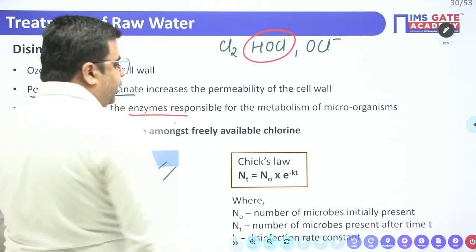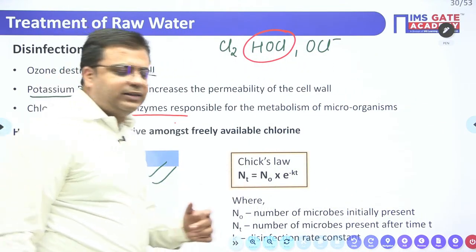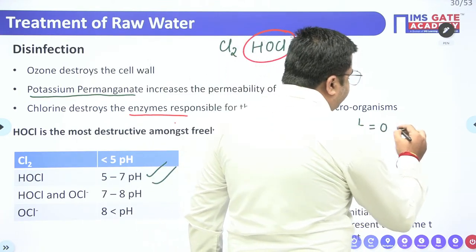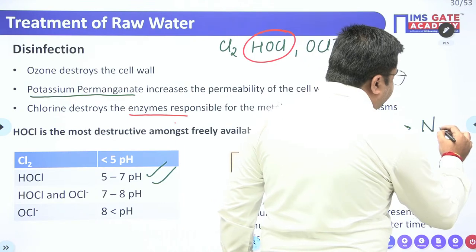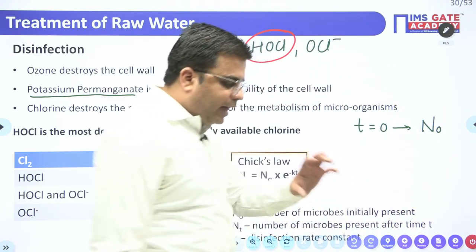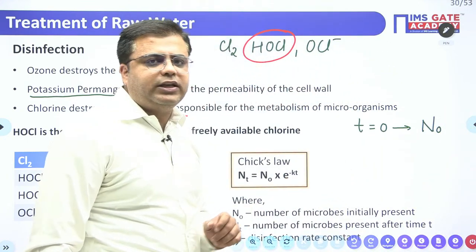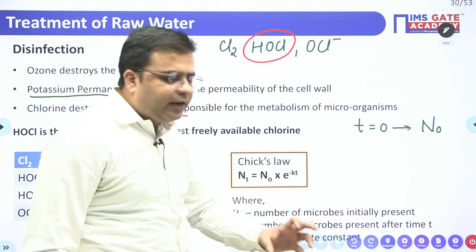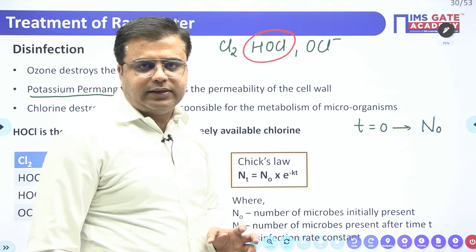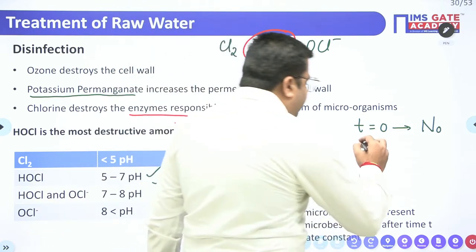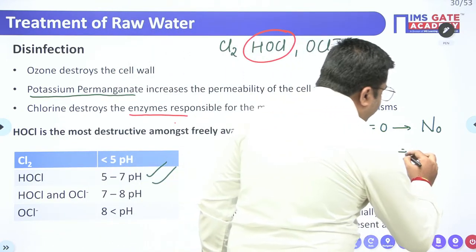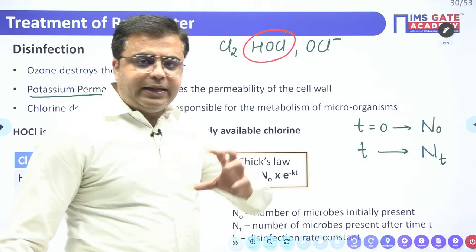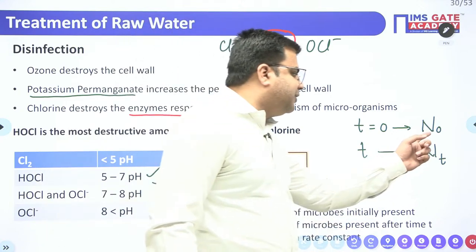Next, if we talk about the killing of microorganisms, suppose at time t equals 0, the number of microorganisms present in the medium is n0. At this time, t equals 0, you have added a disinfectant, and this disinfectant will lead to the killing of microorganisms, right? So after any time t, the number of microorganisms left in the system is nt. At time t equals 0, the number of microorganisms present is n0.